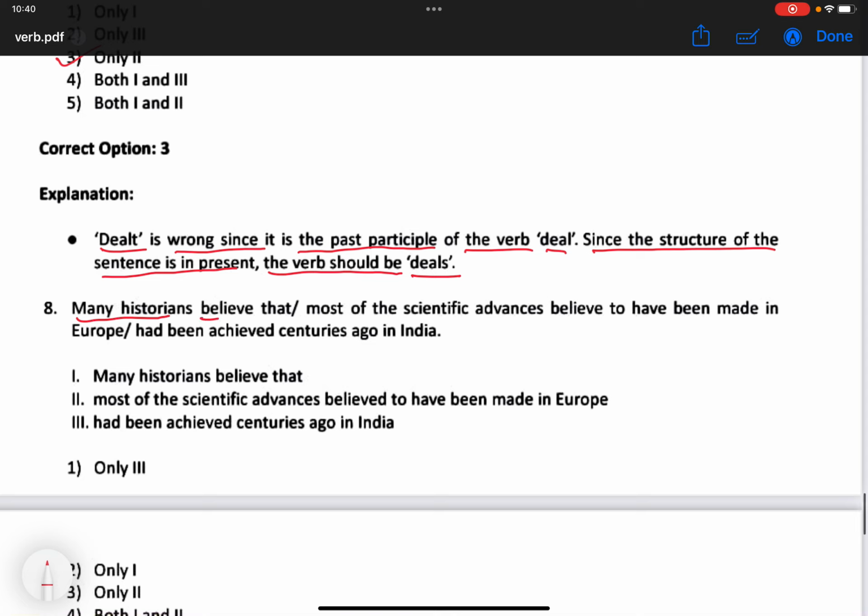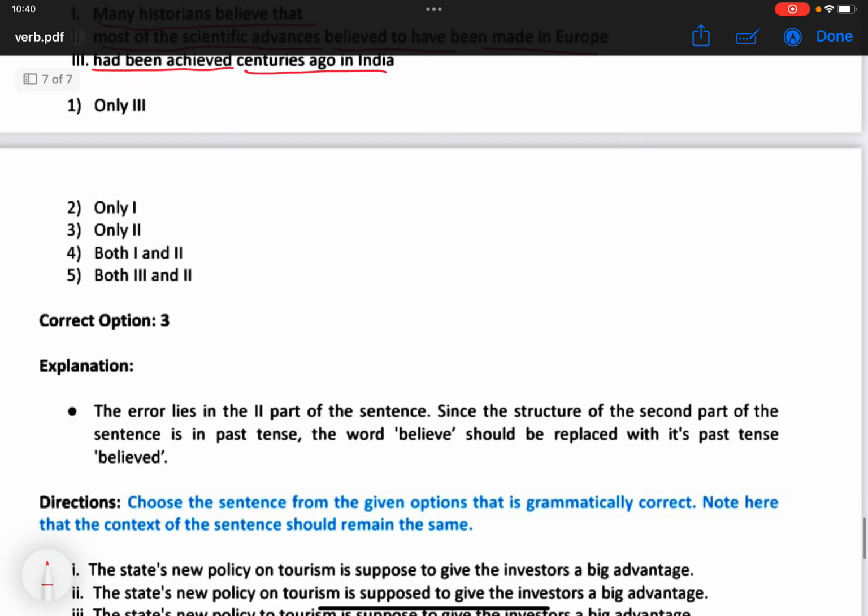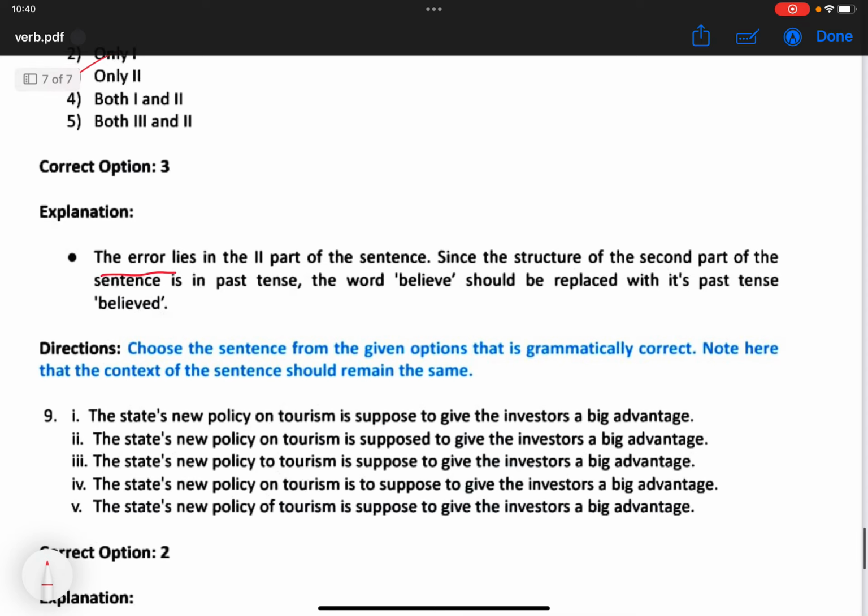Many historians believe that most of the scientific advances believed to have been made in Europe had been achieved centuries ago in India. Only second. The error lies in the second part of the sentence. Since the structure of the second part of the sentence is in past tense, the word belief should be replaced with its past tense believed.